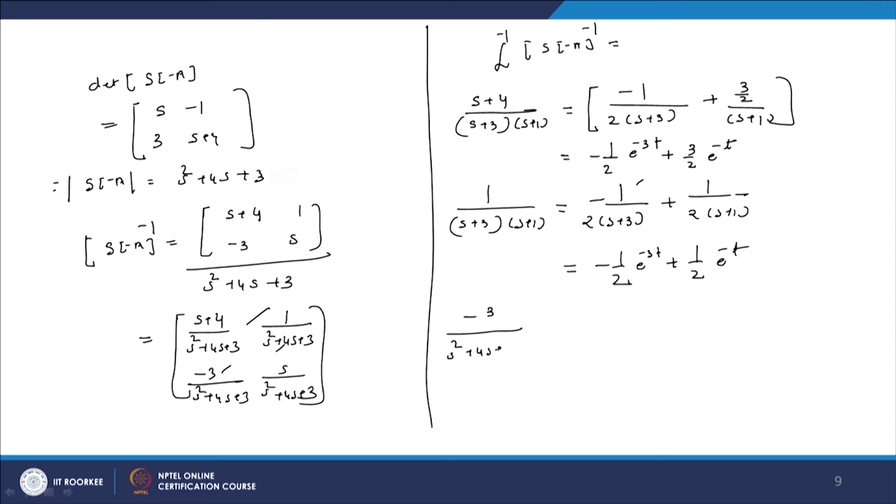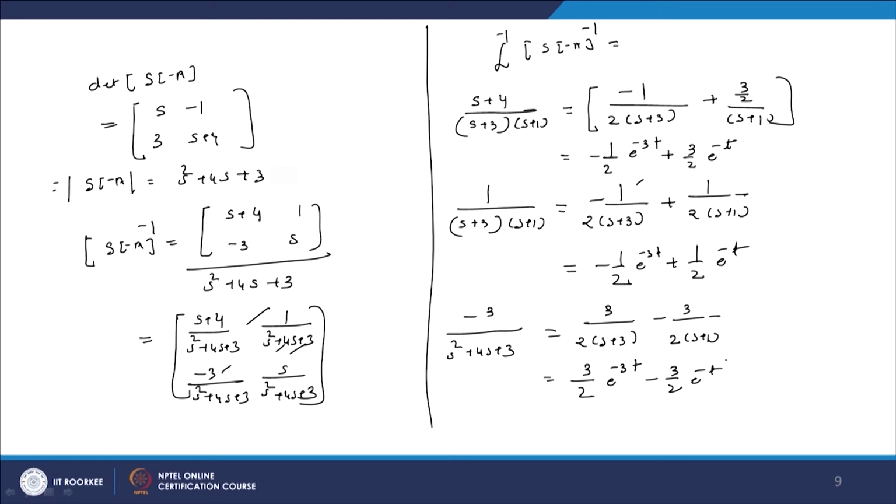Next, we can write 3 upon s square plus 4s plus 3 at this part. This (s plus 3)(s plus 1) is the same thing. So, here s square plus 4s plus 3, with minus 3 like this. For this we can get the result as 3 by 2 (s plus 3) minus 3 divided by 2 (s plus 1), and after solving this we will get 3 by 2 e raised to minus 3t minus 3 by 2 e raised to minus t.